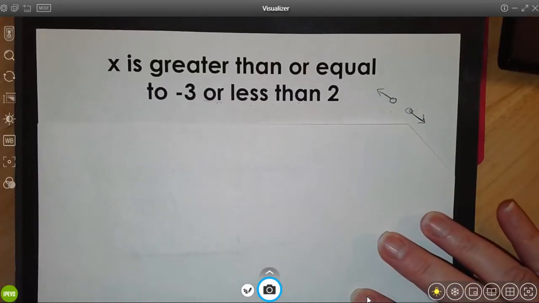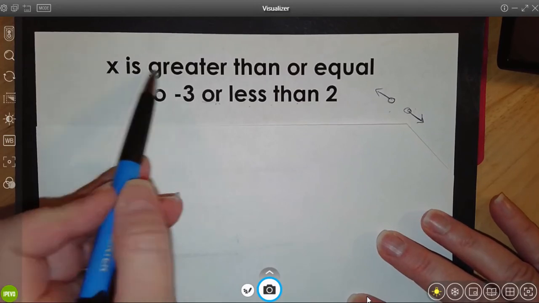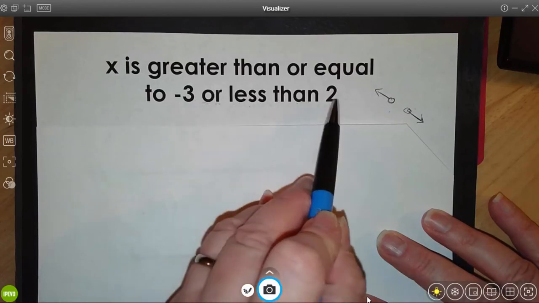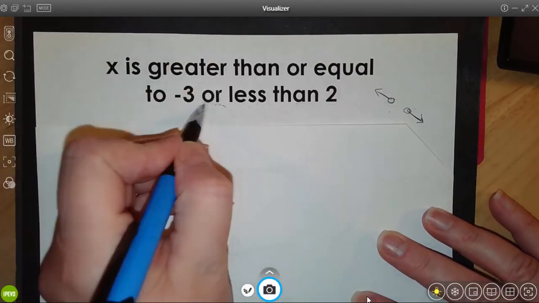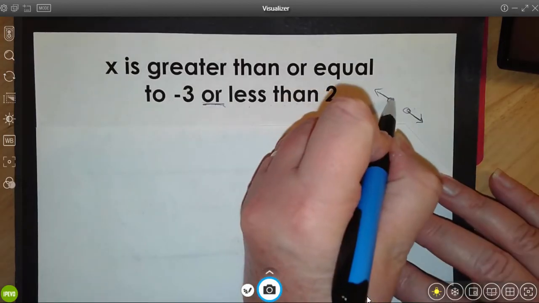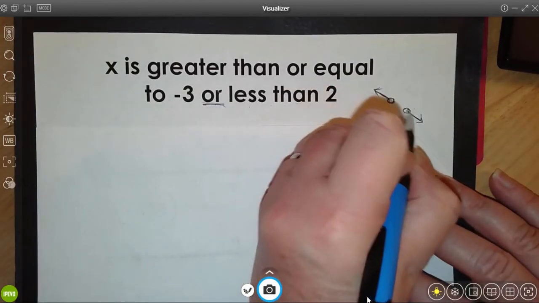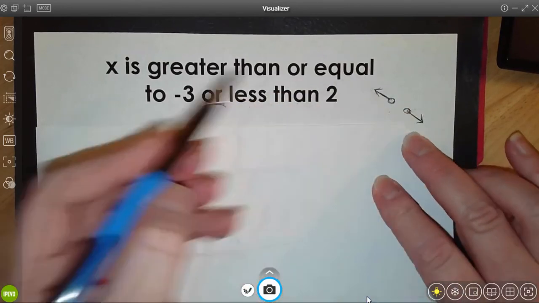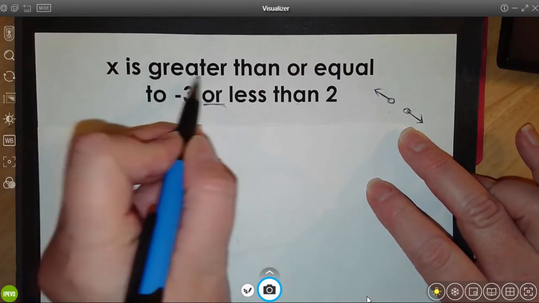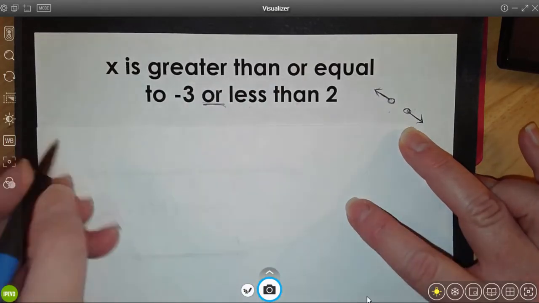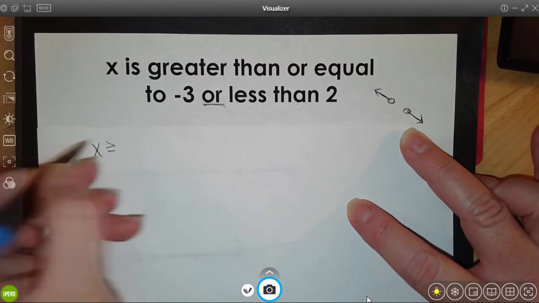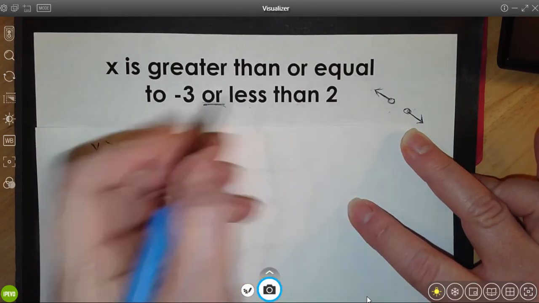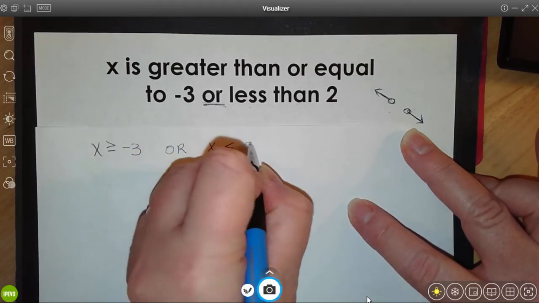And here is one last example. In this example, X is greater than or equal to -3 or less than 2. Since this is an or scenario, we are expecting a picture where the number line separates into two parts, into two different directions, toward -infinity and +infinity. So let me set this up. X is greater than or equal to -3. Or X is less than 2.